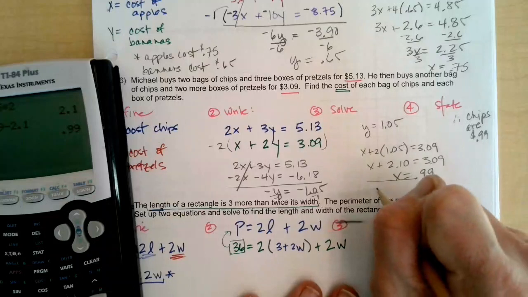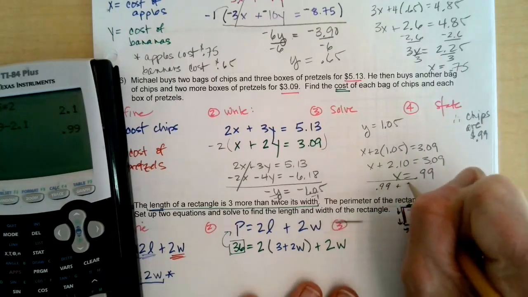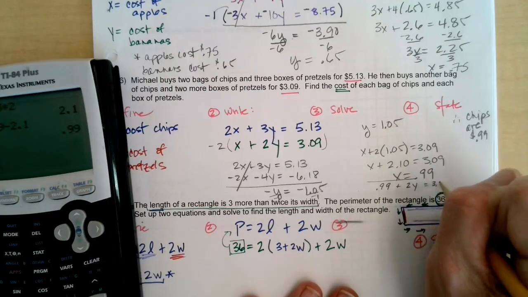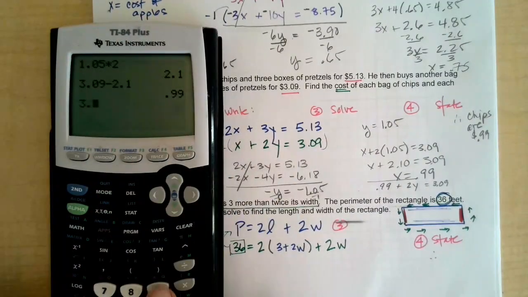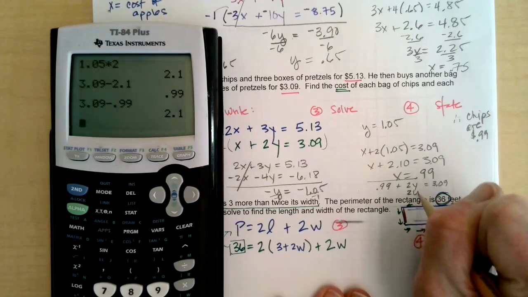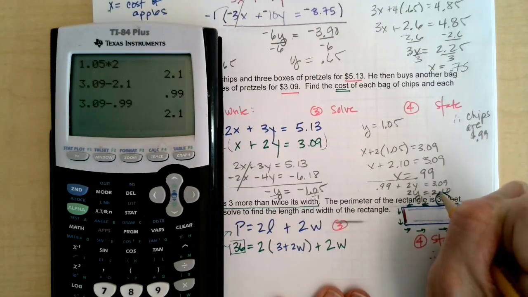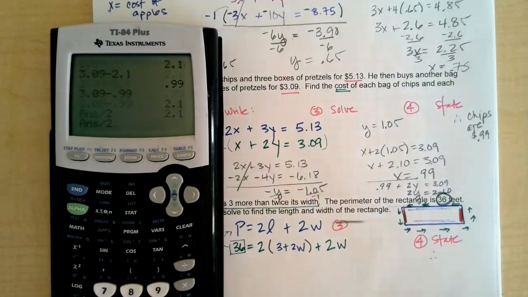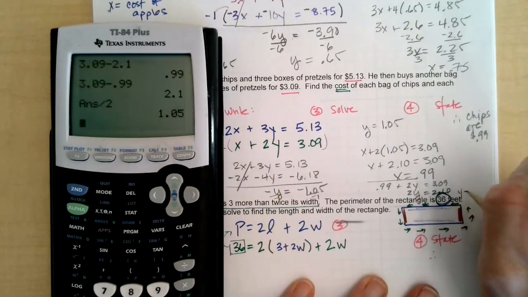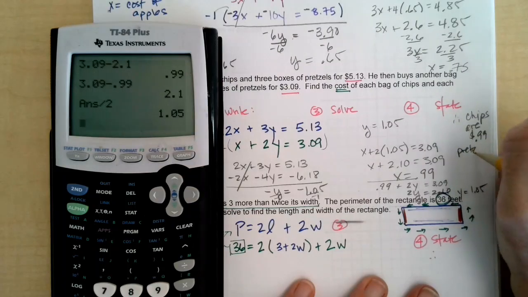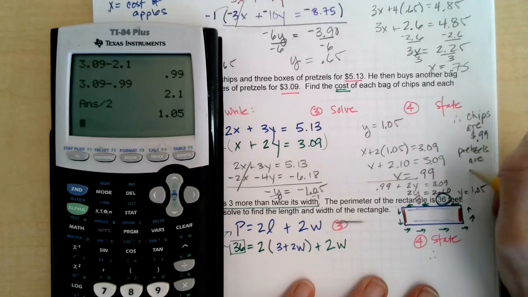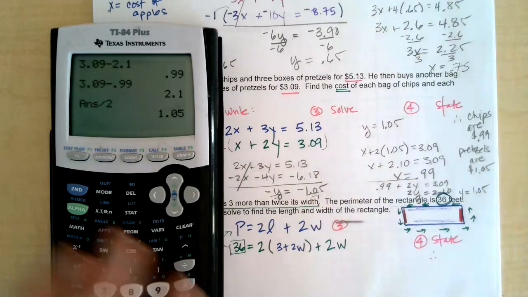When I want to find what my y is, I'll go ahead and put this 99 cents in for the x. So 0.99 plus 2 times y is equal to 3.09. So 3.09 minus my 99 cents is going to give me 2y is equal to $2.10. When I divide that by 2, I get my y is equal to $1.05. So my pretzels are $1.05.